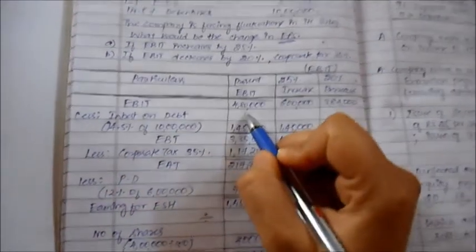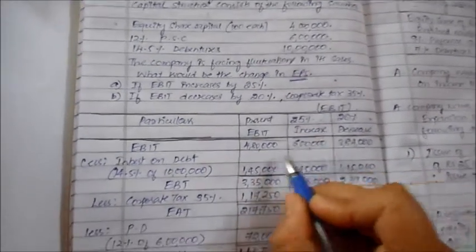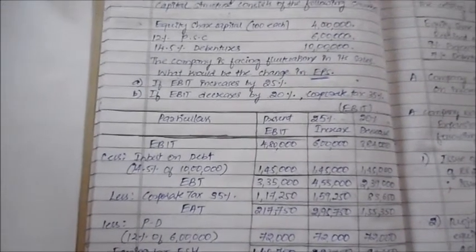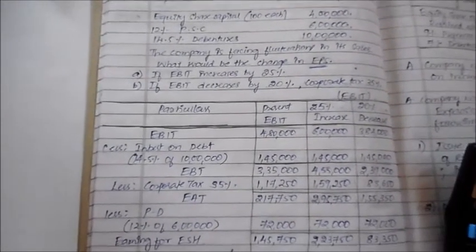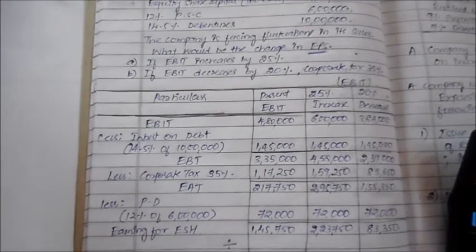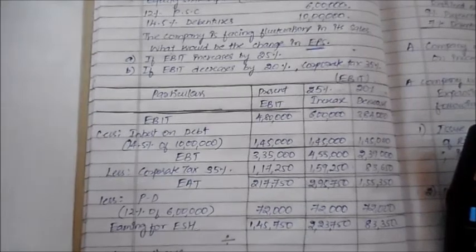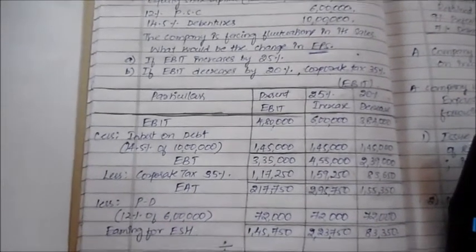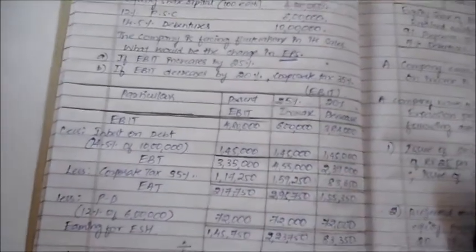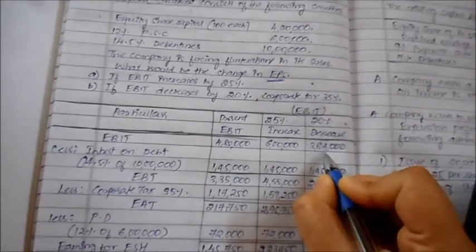First, EBIT 4,80,000, which is already given by the question. Next, the 25% increase. 4,80,000 into 20% is 96,000, and for a 25% increase it is 1,20,000. Plus 4,80,000 will become 6 lakhs. Next, similarly, if you are reducing by 20%, 4,80,000 minus 20% will give you 3,84,000.